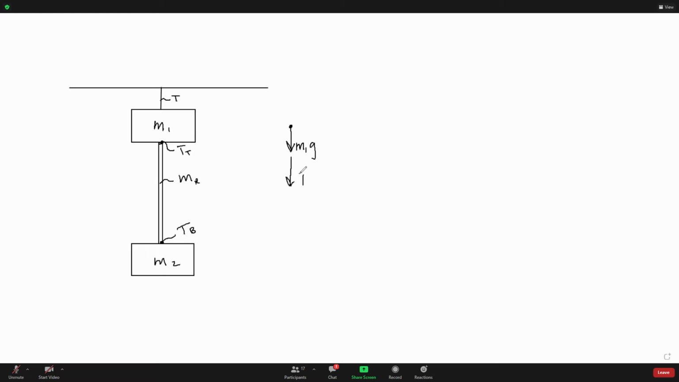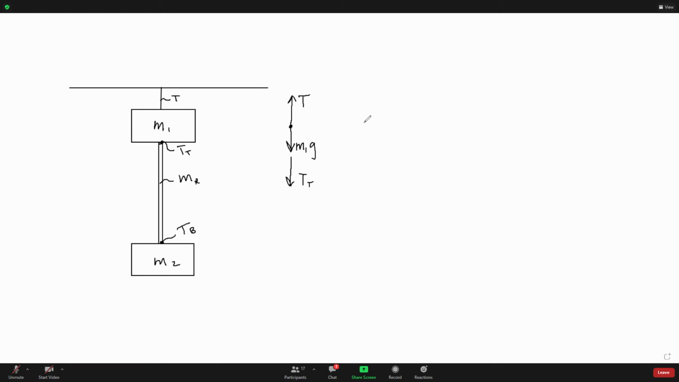I have T at the top of the rope acting downward. I have the tension T of the ideal rope acting upward. And I think that is it.